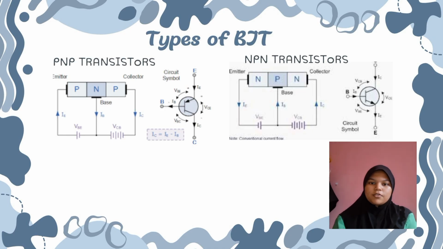So, the key differences in behavior. One, an NPN transistor requires a positive voltage at the base relative to the emitter to turn on. Two, a PNP transistor requires a negative voltage at the base relative to the emitter to turn on. And lastly, due to high electron mobility, NPN transistors are more commonly used in digital circuits and amplifiers.